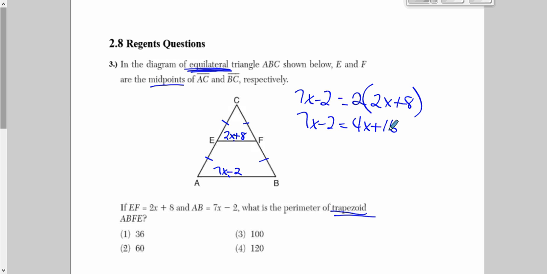Well, we can't combine any because they're not on the same side. I got 6. I'm supposed to get 3x, add 2, equals 18. I know my mistake. So x is 6, right? Now, we want the perimeter of the trapezoid, right?